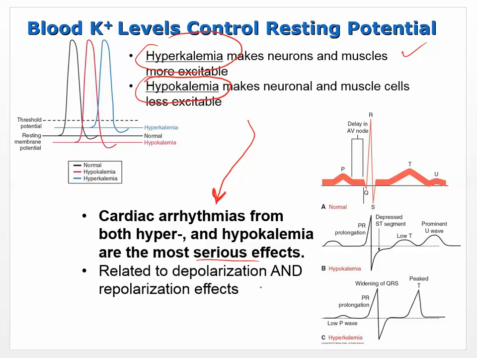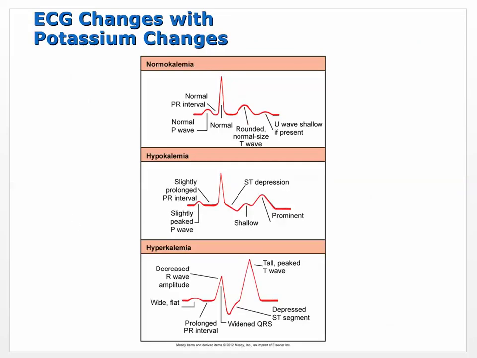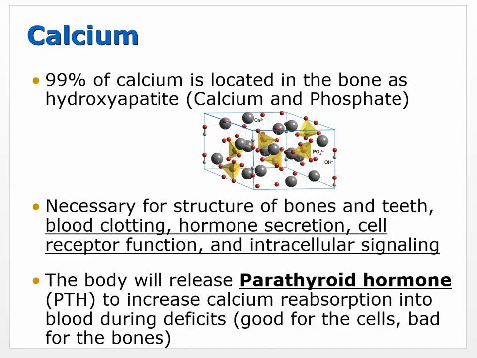So related depolarization and repolarization effects, and that's what this is showing. This is hypokalemia here, and then normal, hypo, and maybe my normal is this one. This is hypo, this is hyperkalemia. Okay, and here are just some other examples of how this can change, but we're not really concerned about reading, like I said, EKG strips right now.